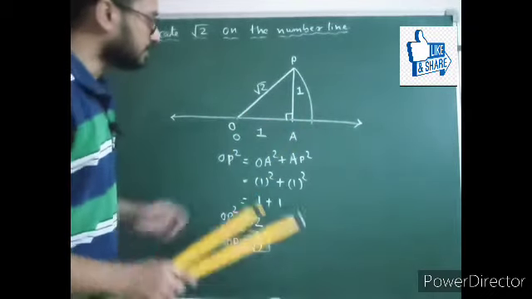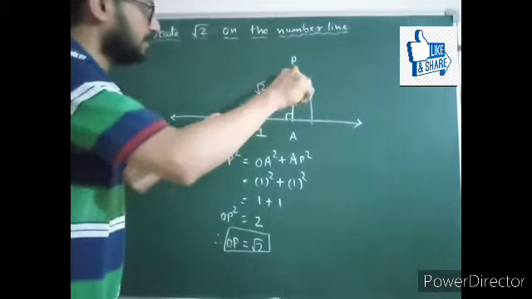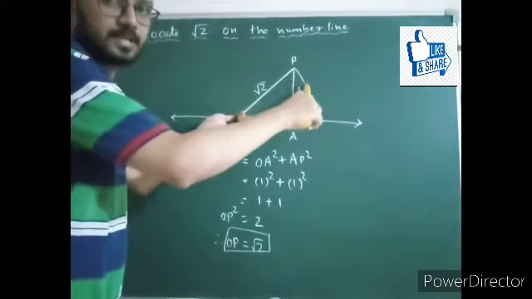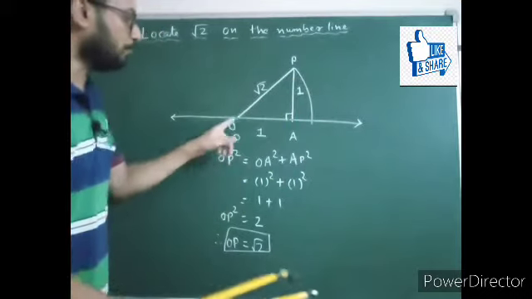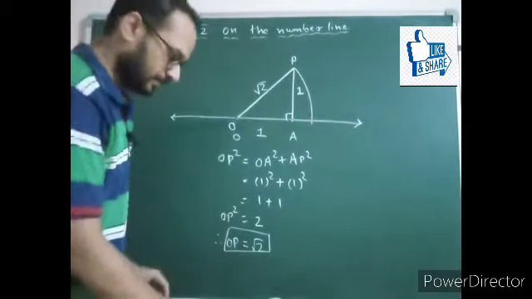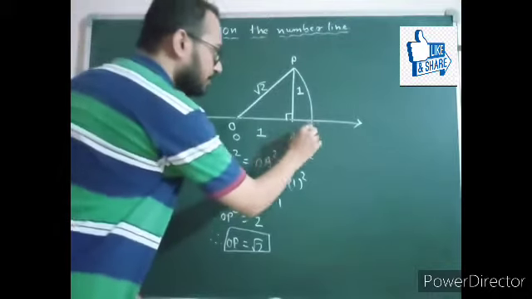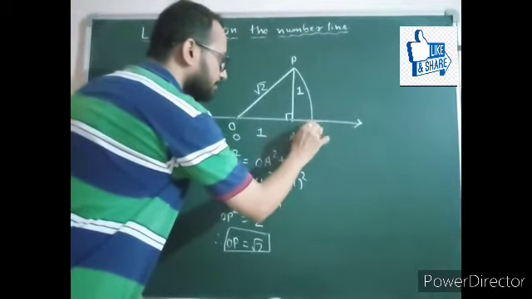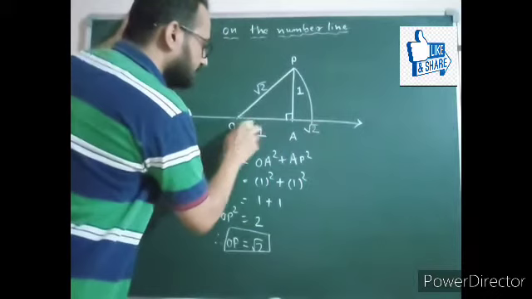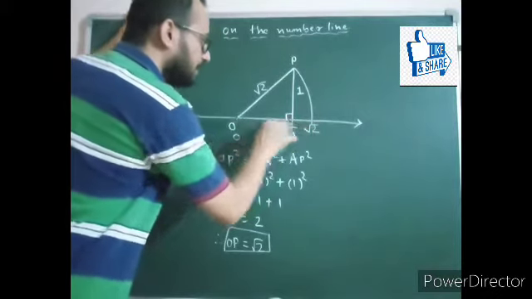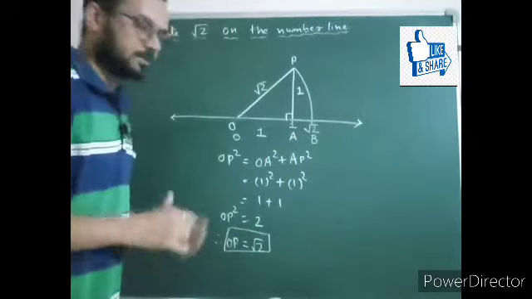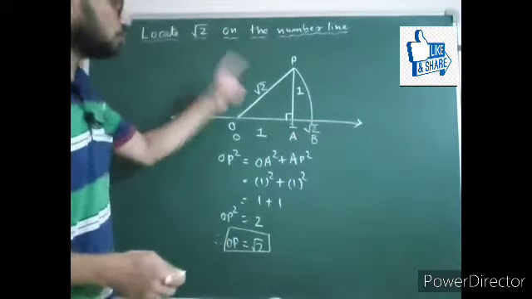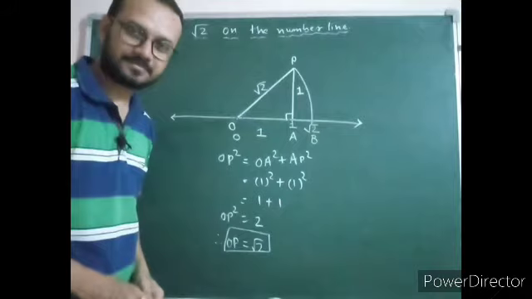If you draw this arc, as this OP distance is root 2, this arc will give you a distance equal to root 2 from point O on the number line. Therefore, this distance will also be root 2. And as this is 1, so this point is 1 and this point is root 2. Suppose we call it point B. This way we can locate root 2 on the number line.